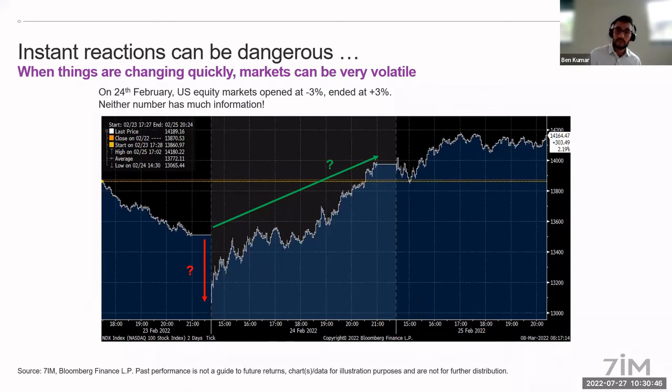The same is true when Donald Trump was elected. The market fell by 5% and then rallied by 5%. These instant reactions can be really dangerous and really violent. So doing nothing is often a pretty useful thing to do when you hear news for the first time.